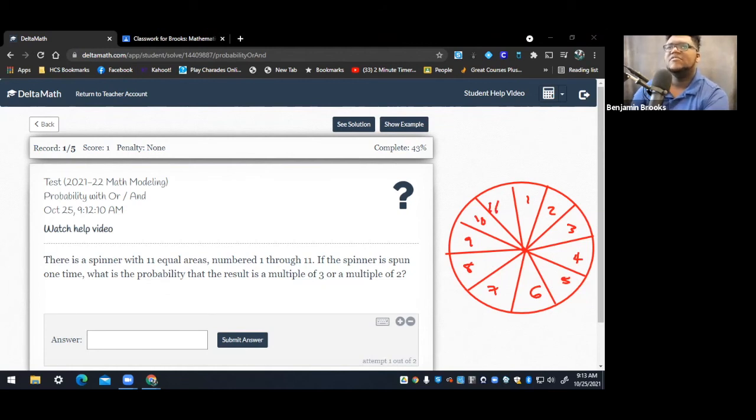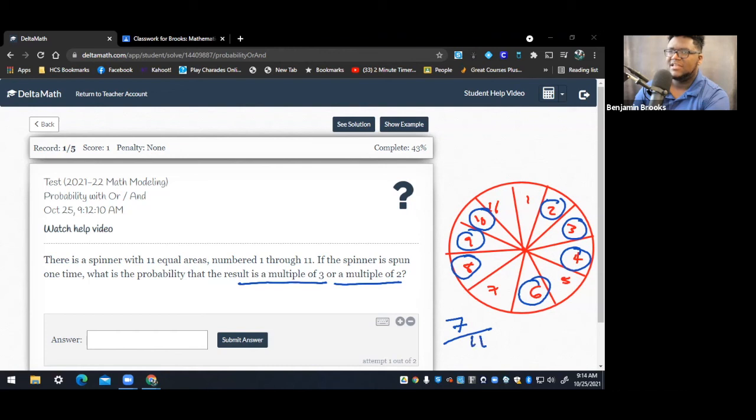And so we've got the spinner, and the question is, what is the probability that it will be a multiple of 3 or a multiple of 2? So let's see. 2 is a multiple of 2. 3 is a multiple of 3. 4 is a multiple of 2. 6 is a multiple of both. 8 is a multiple of 2. 9 is a multiple of 3. And 10 is a multiple of 2. So how many of those have we circled? 7. So it's 7 out of 11.